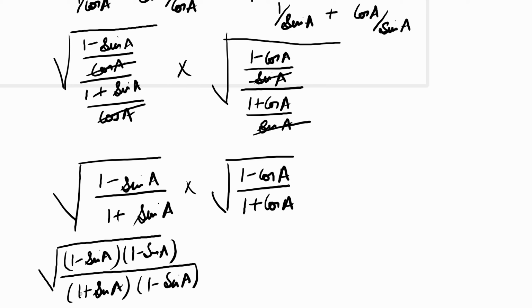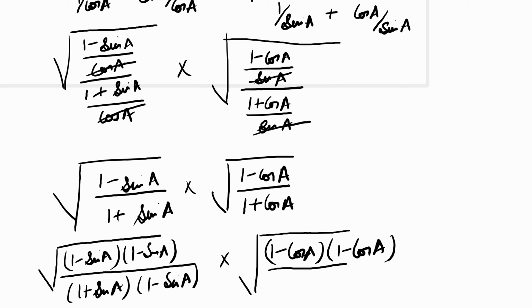and in the denominator we can use the algebraic identity A plus B, A minus B, that will become A square minus B square, and that will become 1 minus sin square, and 1 minus sin square is cos square. We will do a similar thing over here. We will multiply it by 1 minus cos A and we will write 1 plus cos A multiplied by 1 minus cos A.